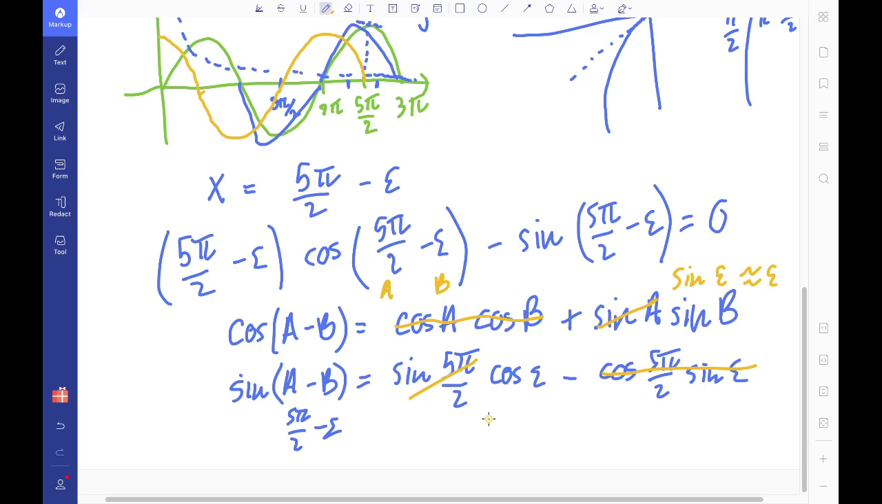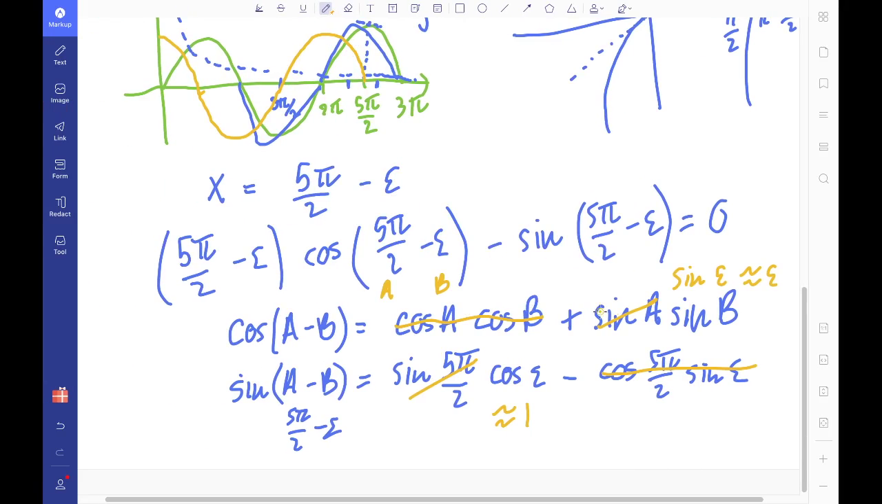So let's use cosine epsilon is just approximately equal to 1. Sorry, I'm using the sine small angle approximation when I should be using the cos small angle approximation. So if I use this on this formula, I can rewrite this.